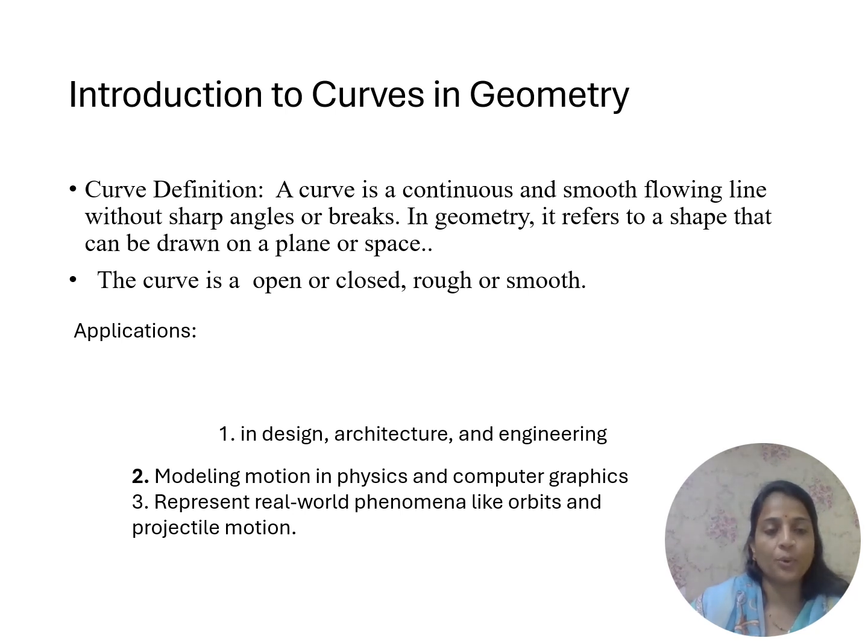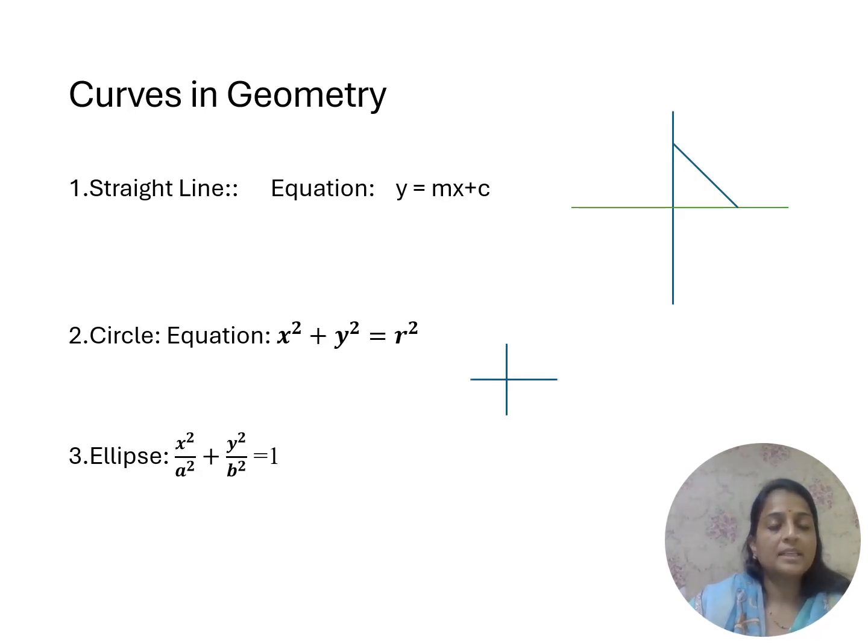Applications of curves in geometry are in design, architecture and engineering, modeling, motion in physics and computer graphics. These applications represent real-world phenomena like orbits and projectile motion. So we consider some curves in geometry. The first curve is the straight line, and the equation of a straight line is y = mx + c. Here m is the slope of the line and c is the intercept on the y-axis.